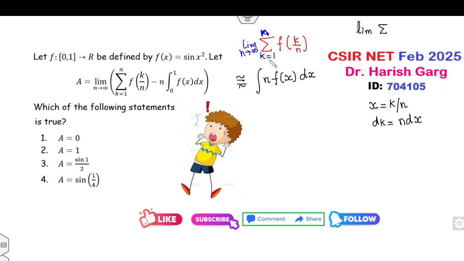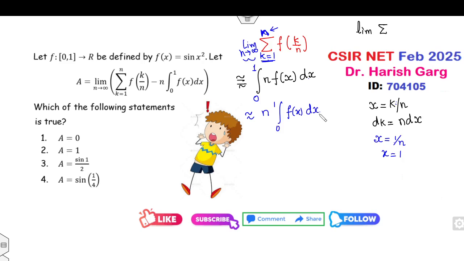Fine. Now when k is equal to 1, the value of x will be 1 over n. As n approaches infinity, this value will be 0. When k is equal to n, x will be 1. Now you have to integrate with respect to x, so n will be outside. Integral from 0 to 1 of f(x) dx.